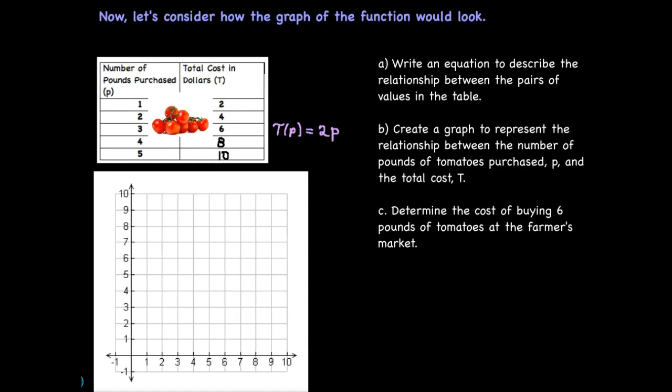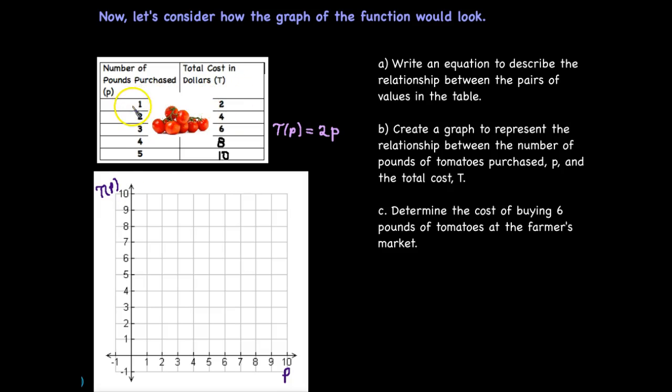Now let's look at part B. Create a graph to represent the relationship between the number of pounds of tomatoes purchased, P, and the total cost, T. Well, here's our graph. The first thing we need to do is provide labels. Well, what goes down here on the independent axes? Well, this is the number of pounds purchased, so this is our P. And then over here is our total cost in dollars, so this is T, or T of P.